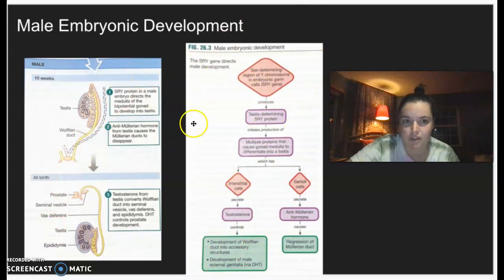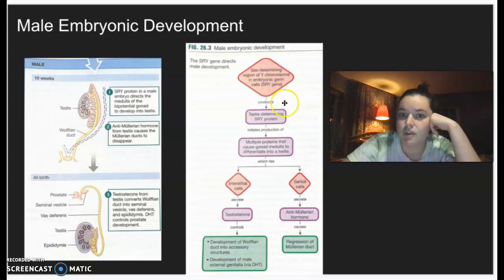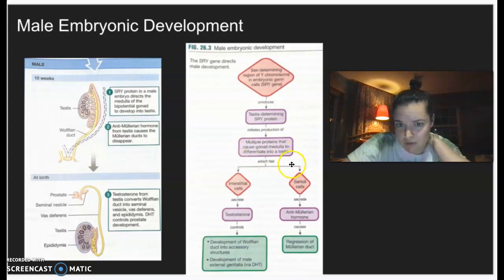Right here is just another quick summary saying that the sex determination is based upon the Y chromosome and also the SRY gene, which then produces some other proteins that go on to have influence on the development of the Wolffian duct and the regression of the Müllerian duct. And here we can take note of where these two hormones are secreted from. So the AMH hormone is secreted from Sertoli cells and the testosterone is secreted from interstitial cells.